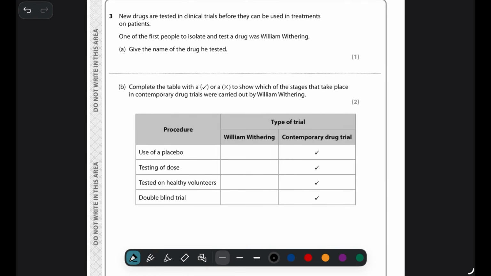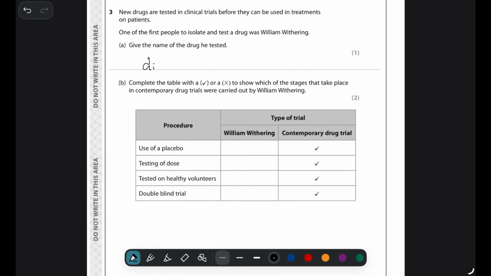Okay, question 3. So we are now talking about clinical trials, right? And they are specifically talking about William Withering. So unfortunately, these questions are very much, if you know it, you know. If you don't, you don't. There's not really any other way about this. So in terms of William Withering, what you should know is he did his experiment with digitalis soup. So that would be the first thing, digitalis soup. That's what he was testing.